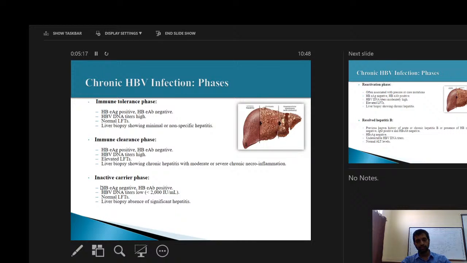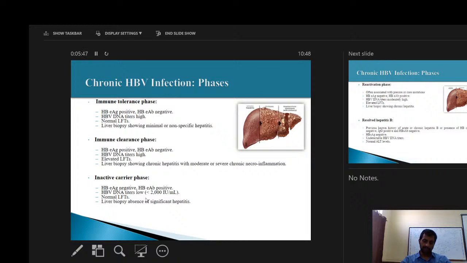At this stage, if you do a liver biopsy, you will see hepatitis, and because of the ongoing hepatitis and repair, you can have fibrosis, that is cirrhosis. You can see hepatitis and cirrhosis both. From the immune clearance phase, the patient can proceed to the inactive carrier phase. Can proceed, not must. Not every patient from the immune clearance phase proceeds to inactive carrier. Only some people proceed. What is the inactive carrier state?